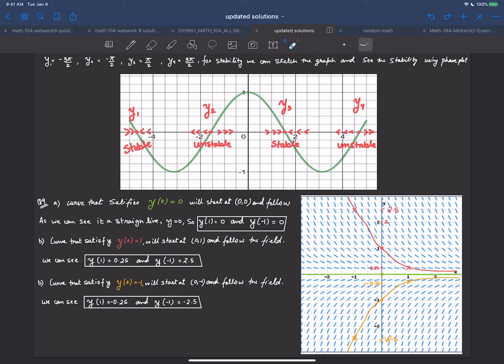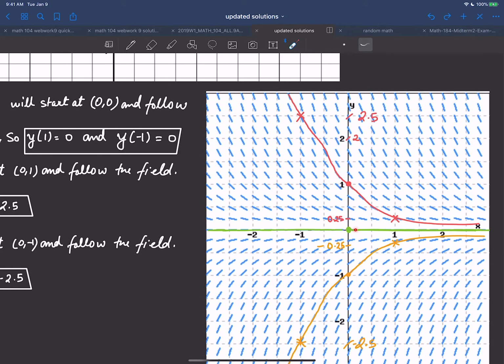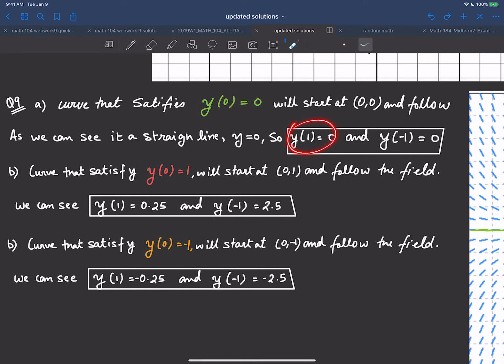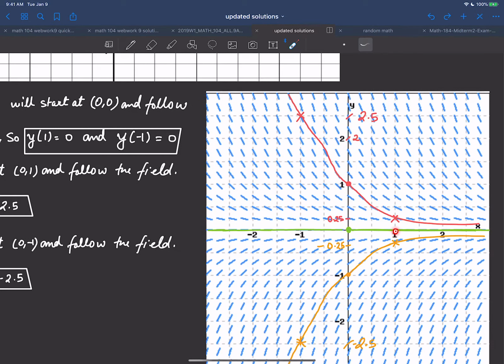The first time, they want you to start at 0, 0. So we're going to start at 0, 0. If you start here, you know the solution is just going to be steady, because 0 is a steady state of this differential equation, as you can see from the slope field. It's always going to be 0. So if a solution starts here, it's always going to be a horizontal line like this. So if you're asking for the value of y of 1 and y of -1, it's always going to be 0.